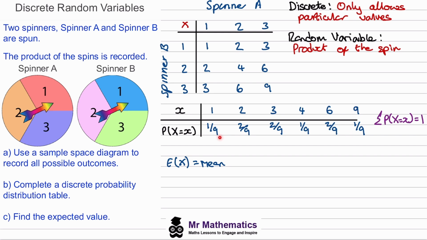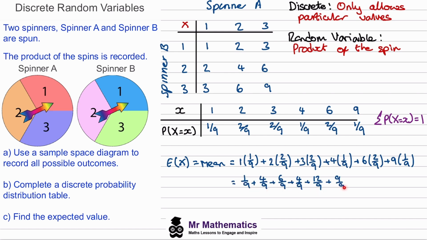And we can treat this like a frequency table, where the mean would be one lot of 1/9 plus 2 lots of 2/9 plus 3 lots of 2/9, and then we'll carry on adding the product of each of these. So then we can work out each of these products and then add each of these together, so we get 36/9 or the expected value of 4.